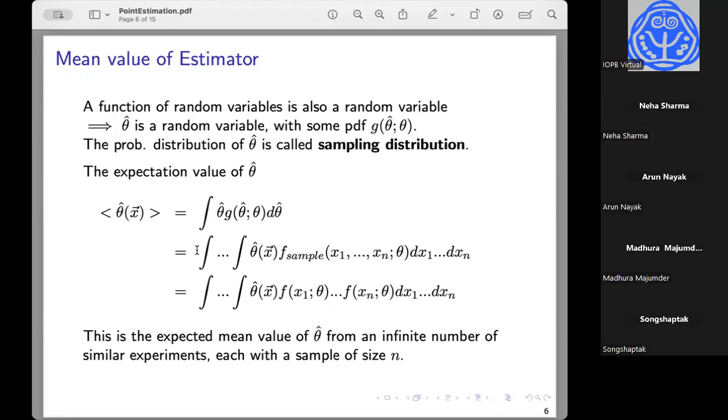We know that in the previous lecture we discussed that when we have a random variable, if we take a function of the random variable, then that function itself is also a random variable, right? Now here, this theta hat, the estimator, is also a function of the observations. From the observations we estimate it. So theta hat is also a random variable with some PDF g of theta hat, given the parameter theta, which is unknown. Now, the probability distribution of this theta hat is normally called the sampling distribution.